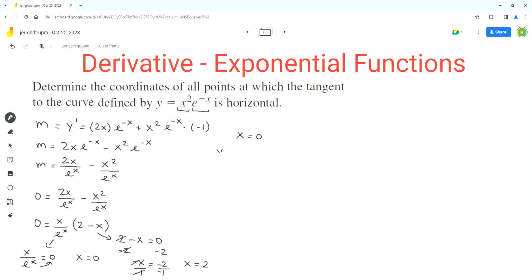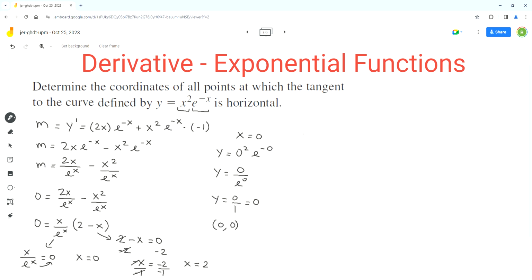So we sub in x equals 0 as 0 squared times e exponent negative 0. Now 0 squared is equal to 0, and if we move e to the denominator to make the exponent positive, we'll get e to the power 0, and we know any term to the power 0 is equal to 1, so 0 over 1, which is equal to 0. So the first point where the tangent is horizontal is 0, comma 0.